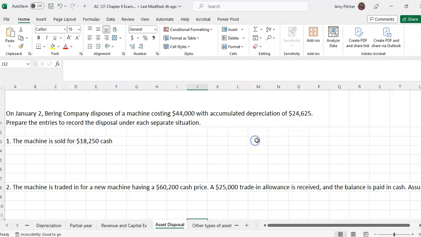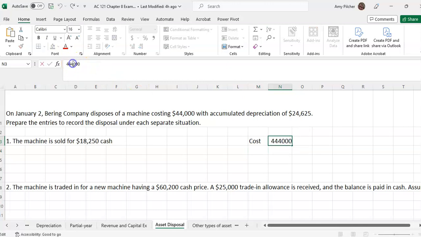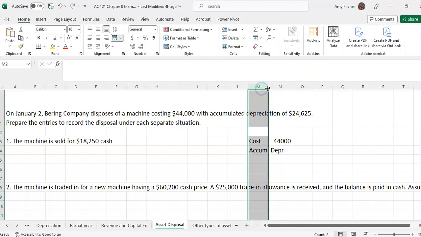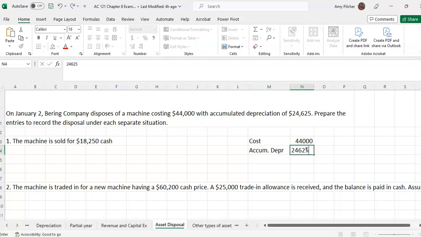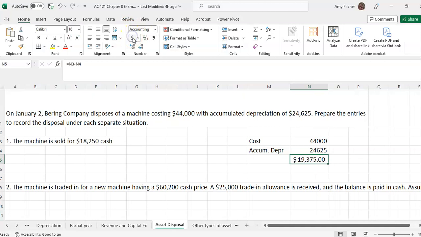So we have the cost, we're looking at the machine. The cost is $44,000. Oh, one too many fours here. And then we have the accumulated depreciation of $24,625. So we have a book value of $19,375.